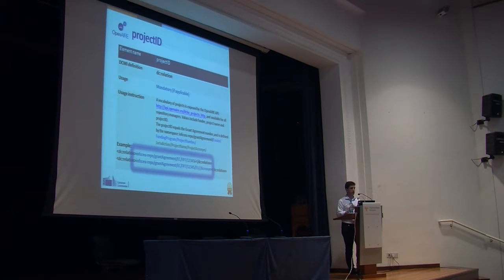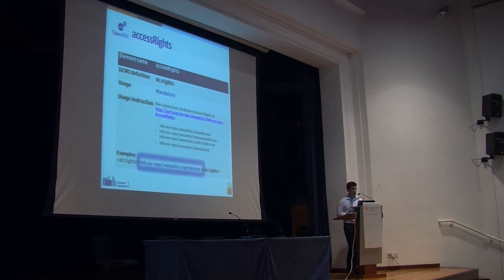OpenAIRE recommends the introduction of this application profile, info:eu-repo grant agreement, but I can show you later how we can surpass this kind of information, or simplify this introduction of this information on the repository side, but I will show you ahead. So in terms of DC rights, in terms of usage, this field is mandatory.